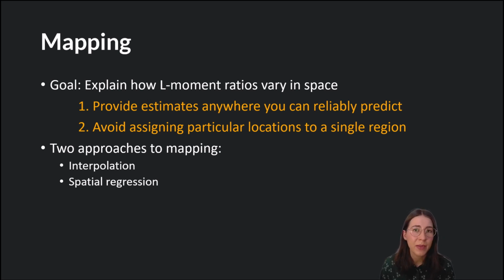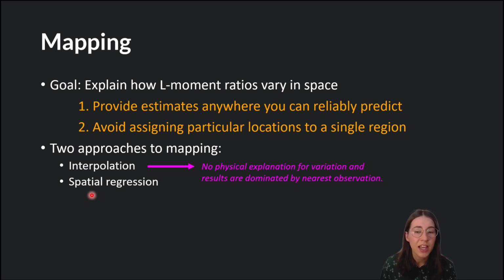With spatial mapping, there are two general approaches that you can follow. The first is interpolation, and the second is spatial regression. Interpolation is where you have no physical explanation for the variation, and the results are dominated by the nearest observation. This should be a familiar concept to you, where you have individual points, and you interpolate the spaces in between based on the closest values.